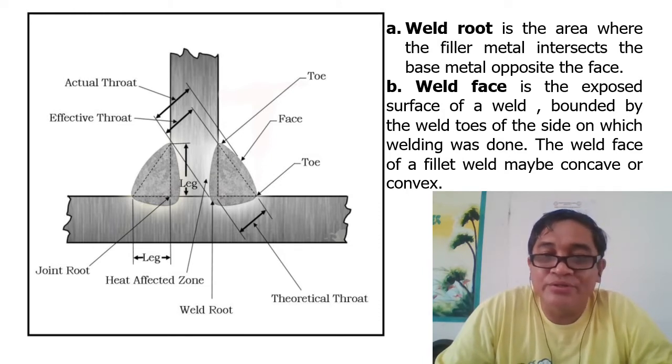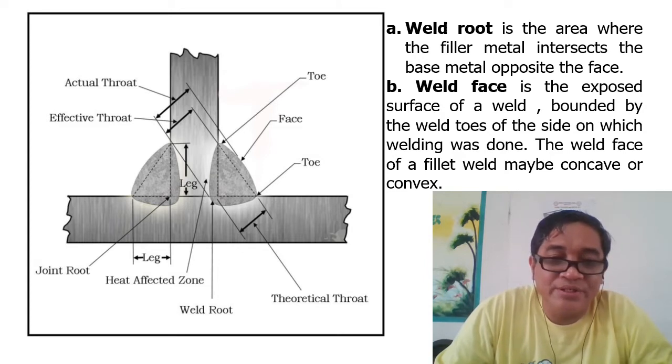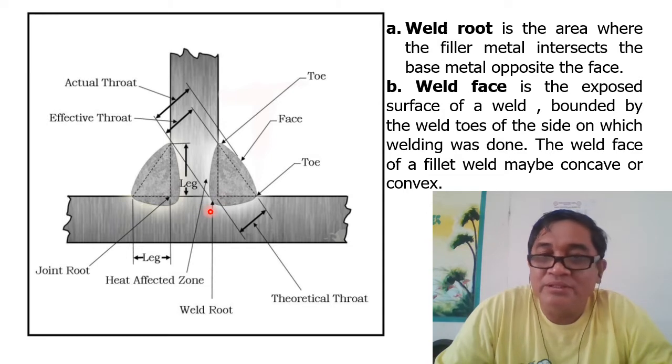Number one, there is the weld root. It is the area where the filler metal intersects the base metal opposite the face. So we can locate the weld root here. That's the weld root.